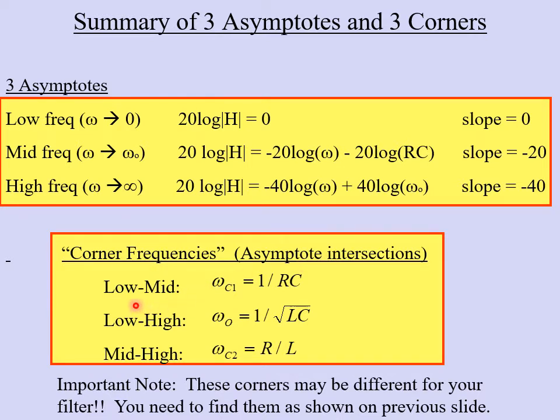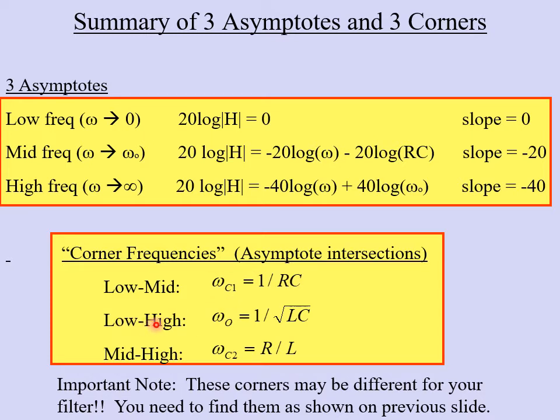So in other words, to find the low-mid corner frequency, we take this expression right here, 0, and set it equal to this expression, the mid frequency, and we solve for omega. And that corner, it turns out, for this filter is 1 over RC.